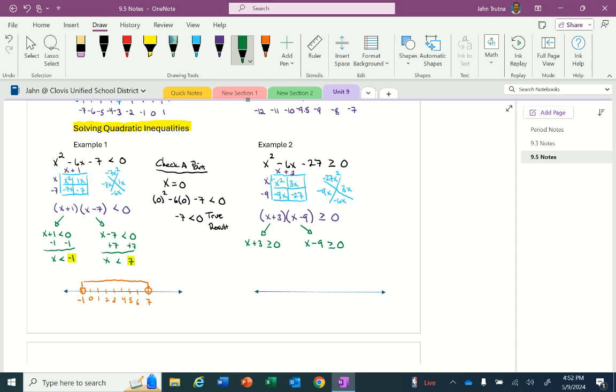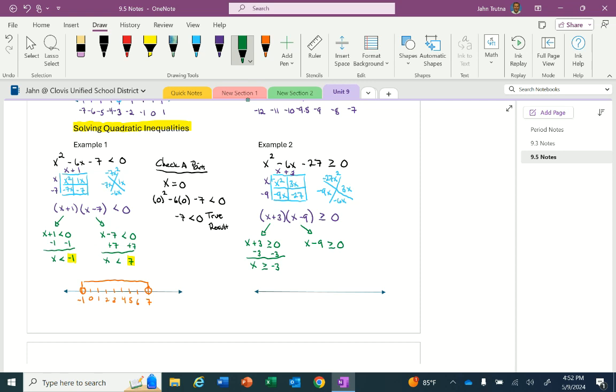Solving x plus 3 is greater than or equal to 0. I subtract 3 from both sides of the equation. That gives me x is greater than or equal to negative 3. Do not flip the inequality symbol. You only flip it when you divide by a negative number. You don't flip it when you subtract.